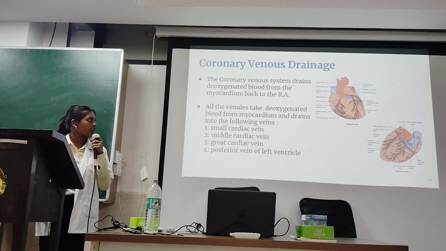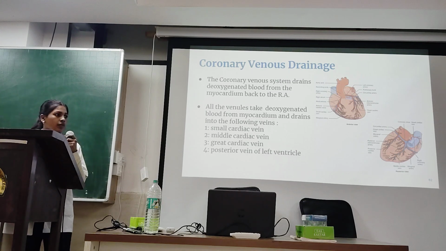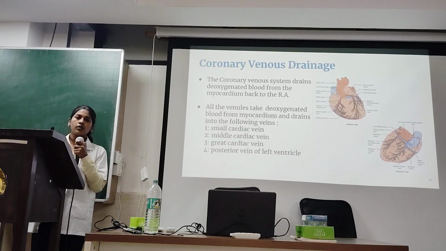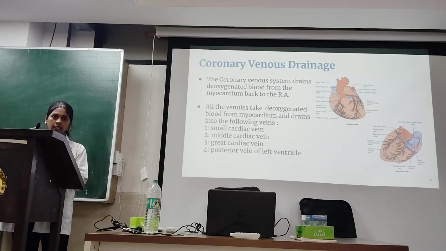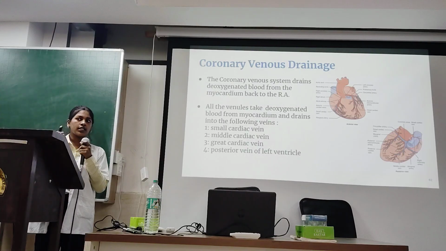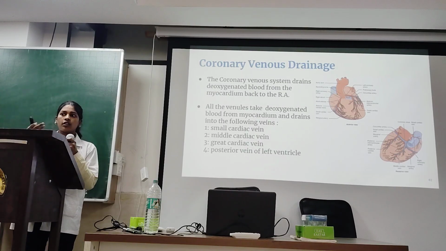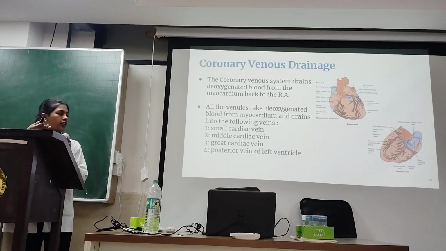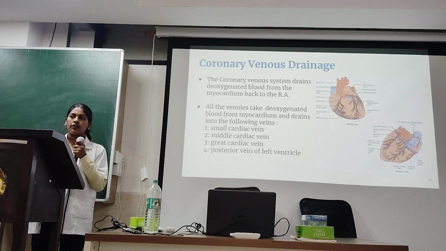So coming to the venous drainage of the heart, the venous drainage starts from the capillaries. The capillaries take the deoxygenated blood to the venules, and the venules to veins. And these veins drain the deoxygenated blood into an even bigger vein known as the coronary sinus. This coronary sinus receives major veins known as the small cardiac vein, the middle cardiac vein, the greater cardiac vein, and the posterior vein of the left ventricle.